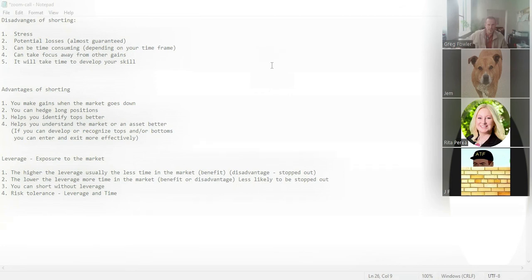Let me see here. Everybody should be in there. When it comes to shorting, and all right, hold on, guys.